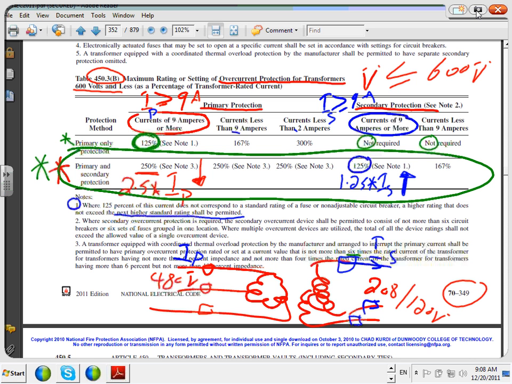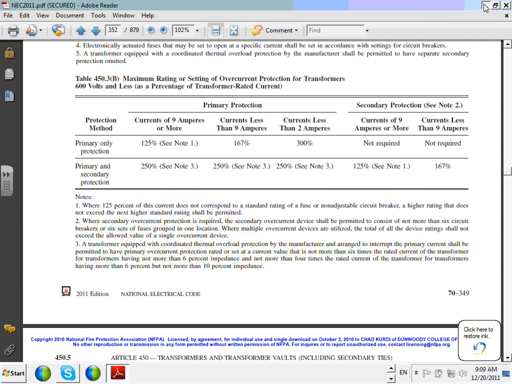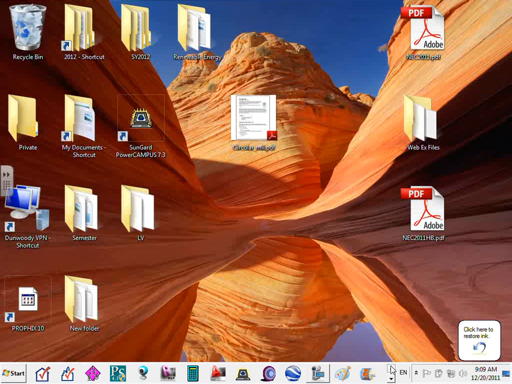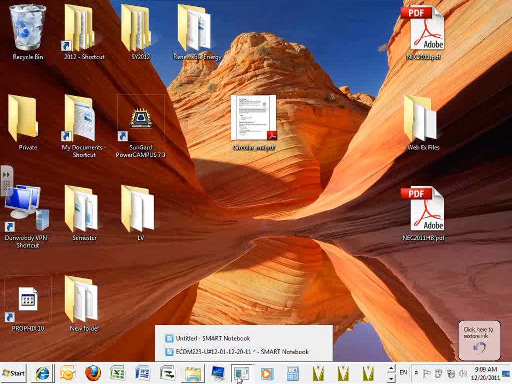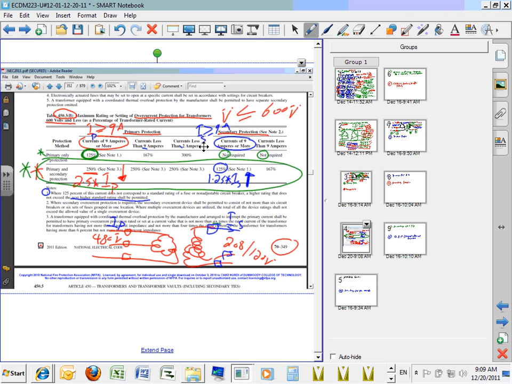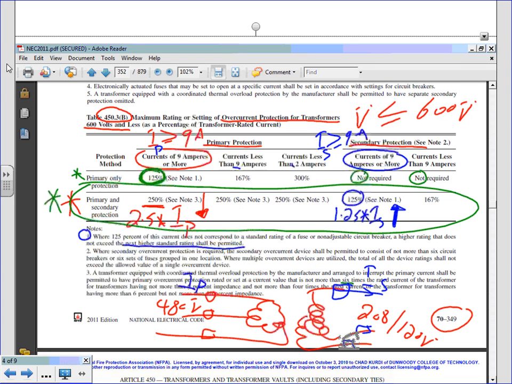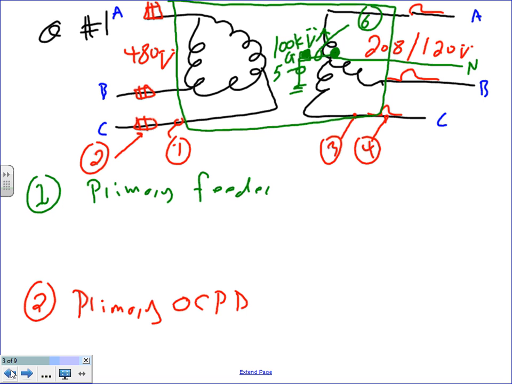Okay, so these are what I want to highlight from this panel. All right. Now, knowing what we know, let's go solve this transformer. I have 100 kVA, and you guys have the picture, so I need to find the primary feeder.